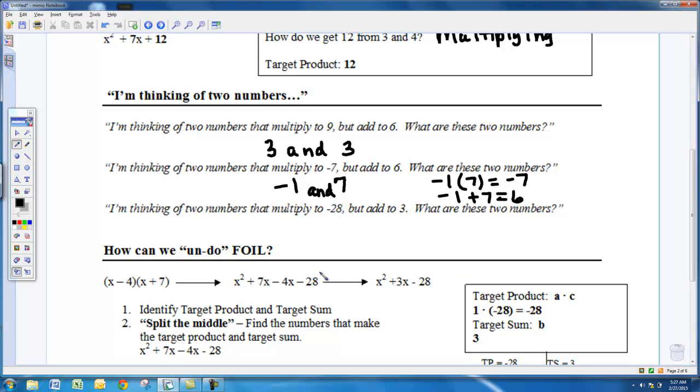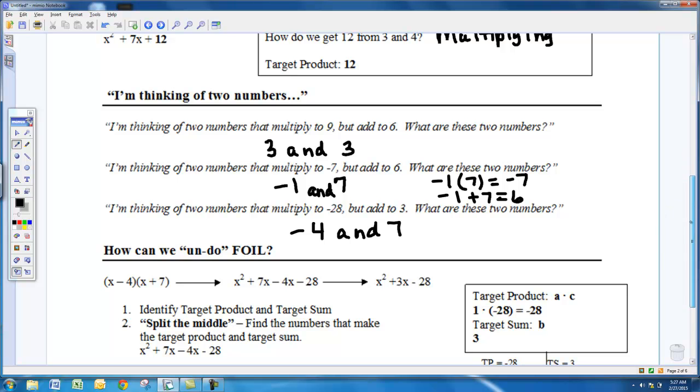All right, you try this one. Pause the video and then turn it back on for the answer. We need two numbers that multiply to -28 but add to 3. So -4 and 7.